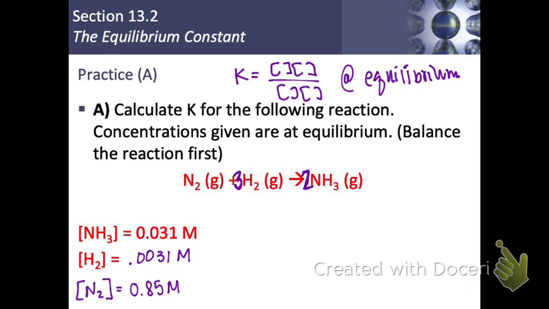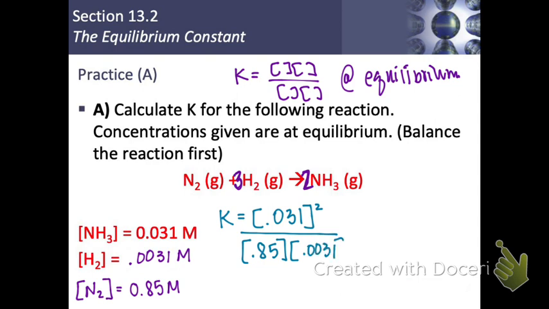All right, so now when we go to put it into our equilibrium expression, we're solving for K, equals products, so 0.031, and to the what power? Second, or squared. And then on my denominator, I'll take the concentration of N2 times the concentration of H2, and that would be Q.